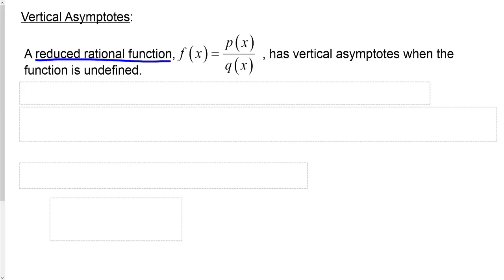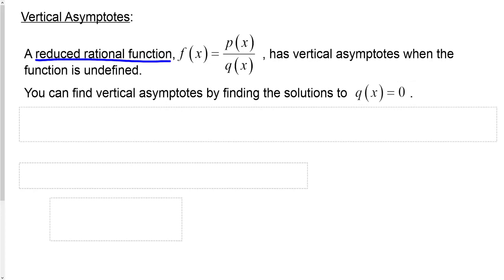For now, just understand that there are no factors in the numerator and the denominator that are the same. I'll explain it in more detail as we get further along in the video. So locating undefined points, you're basically looking for where the denominator is 0. You can find vertical asymptotes by finding the solutions to q of x equals 0. So you're taking the denominator and setting it equal to 0 this time. For x-intercepts, you set the numerator to 0. For vertical asymptotes, you set the denominator to 0.